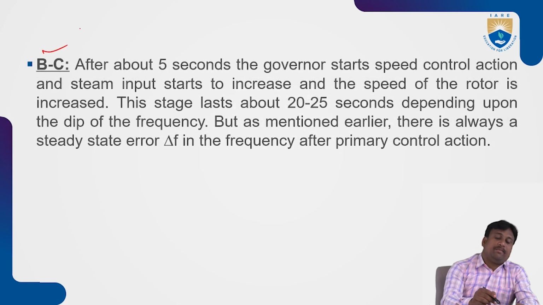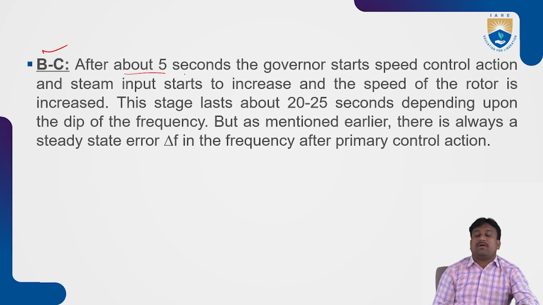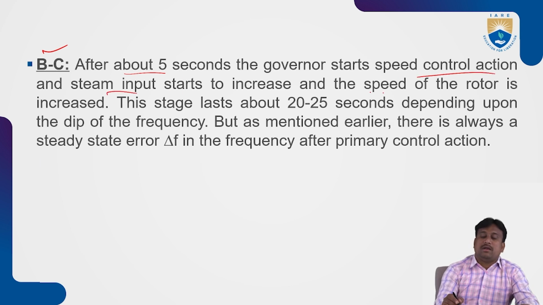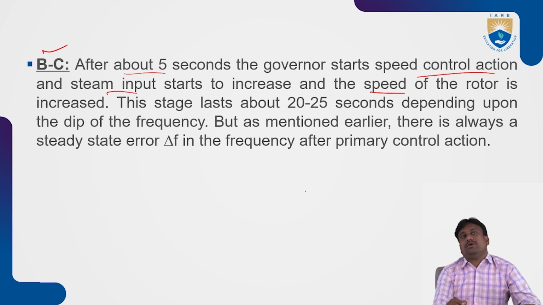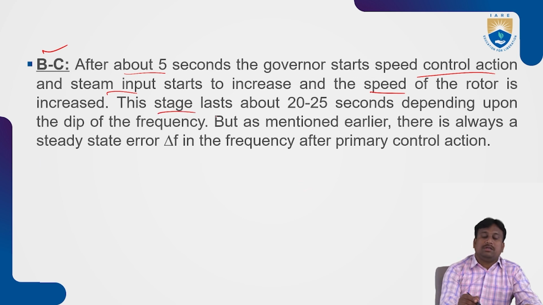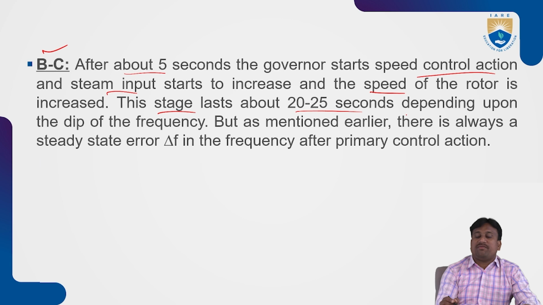In the pair B to C, after about 5 seconds, the governor starts speed control action, the steam input starts to increase, and the speed of the rotor increases. This stage lasts about 20 to 25 seconds, depending upon the dip of the frequency. As mentioned earlier, there is always a steady state error delta F in the frequency after primary control action.